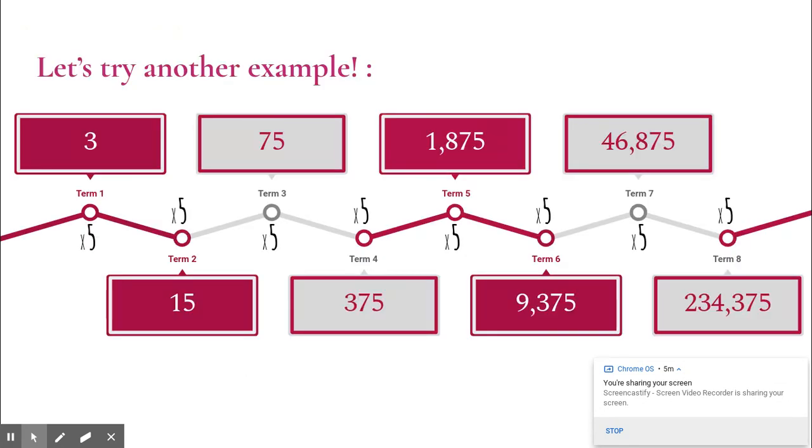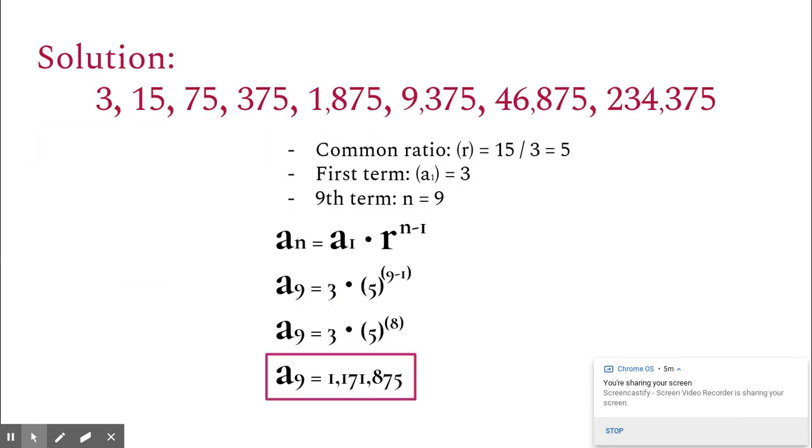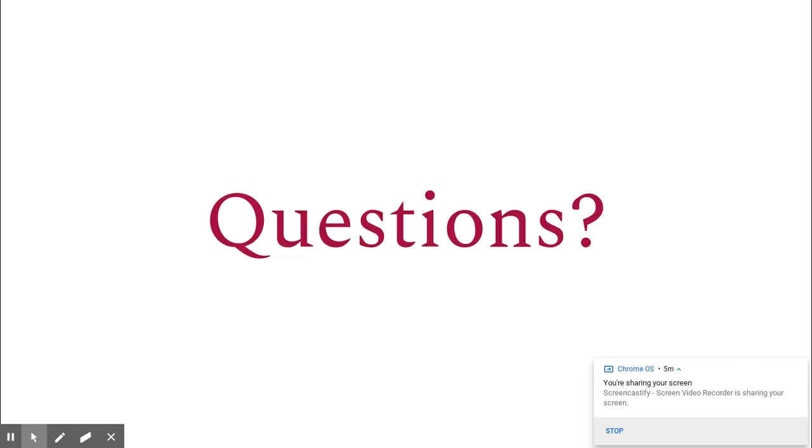Now let's do one more example in which the common ratio is positive 5. In this case, the common ratio is equal to the present term divided by the previous term, which is 15 divided by 3, or 5. The first term is equal to 3, and since we're looking for the ninth term, n is equal to 9. If you plug in each variable and solve, we get that the ninth term is equal to 1,171,875. Questions? Any questions?